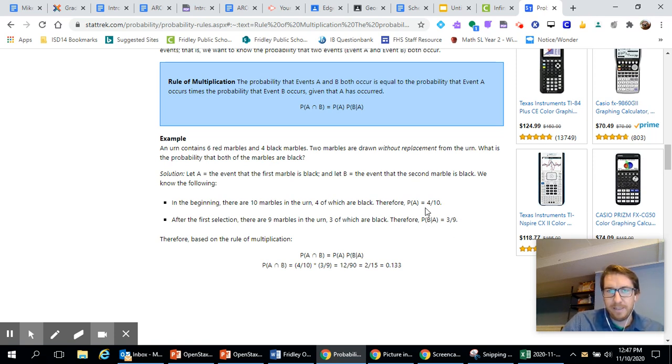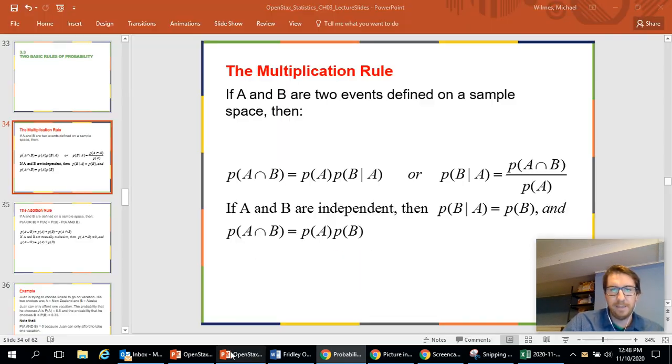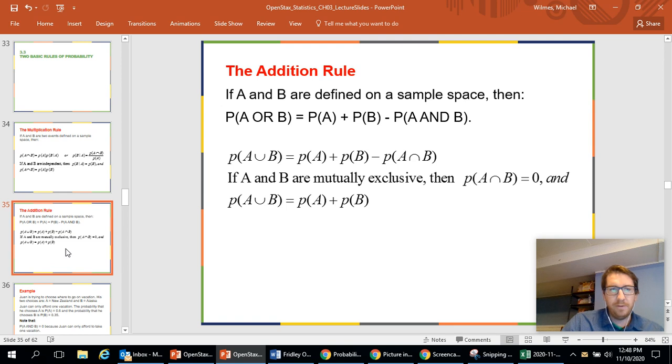Then we take these probabilities, 4/10 and 3/9, we multiply them together, and we get our final answer. We just simplify that down. So that kind of explains how the formulas work, the dependent one and the independent one. And we'll go through some more examples on that, but let's look at the next rule.